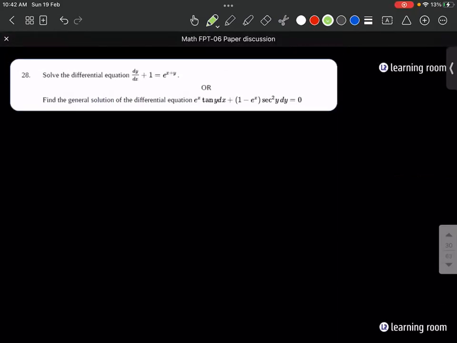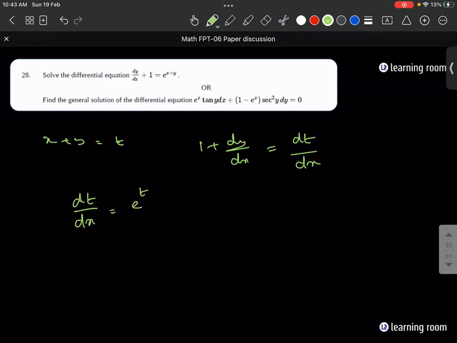So how to solve this? dy by dx is equal to e power x plus y. What you can do here is you can put x plus y is equal to t. 1 plus dy by dx is equal to dt by dx. So dt by dx will be equal to 1 plus e power t. Now I think you will be able to solve it. So e power minus t by minus 1 is equal to x plus c. This will be the answer.